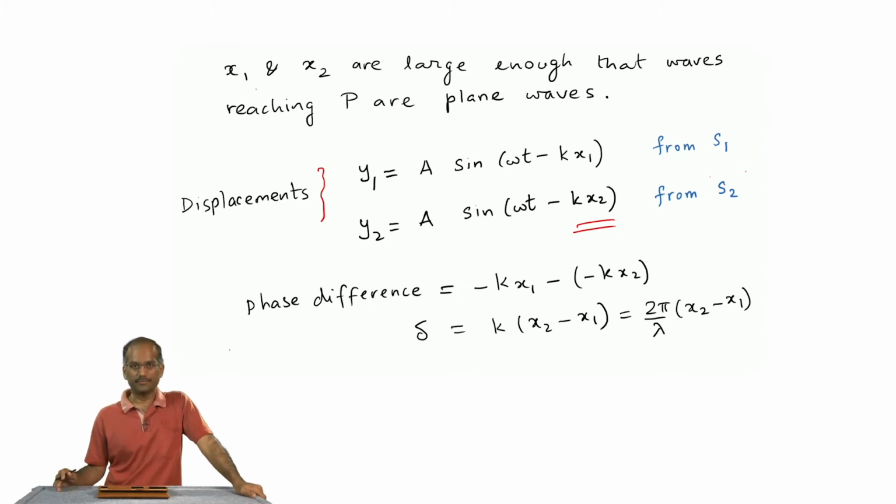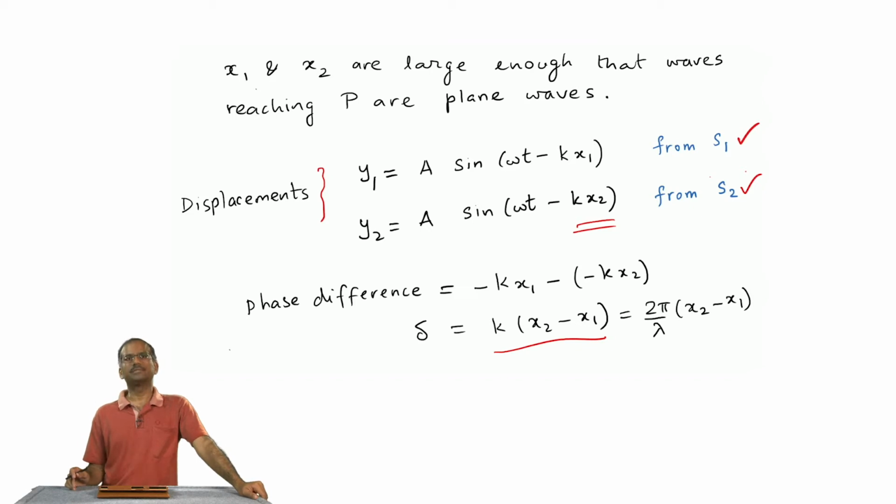In general they need not be, but it makes the analysis easier if I do so. And here calculating the phase difference is straightforward, because the equation that we have written down is already in a form where we can just take the phases of each one of them. So, the phase of the first one is minus k x1, and the phase of the second one is minus k x2. I just need to take the difference between the two. So, the phase difference is minus k x1 minus of minus k x2. So, that gives me k into x2 minus x1.